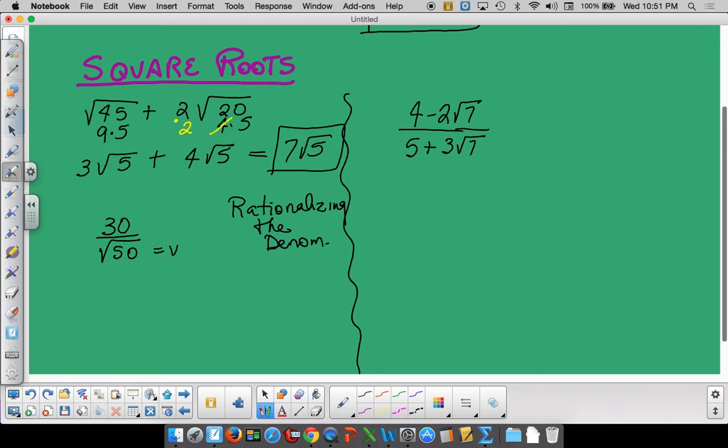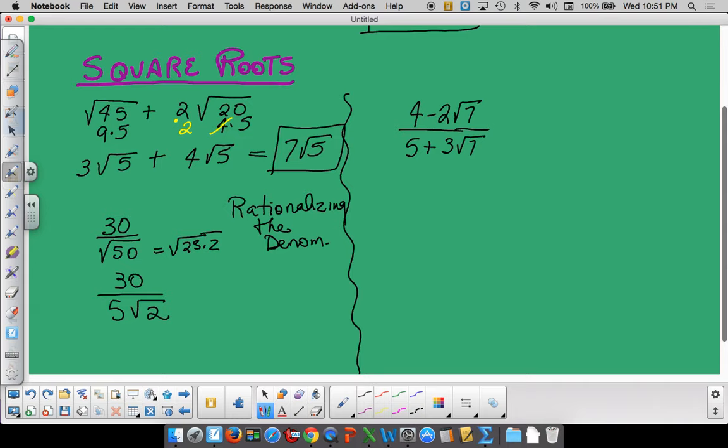Well, we know square root of 50 is really, once again, looking for perfect square numbers. It is 25 times 2. So the 30 is not in a root, it stays on top. Square root of 25 is actually 5, and you would be left with a square root of 2 on the inside.